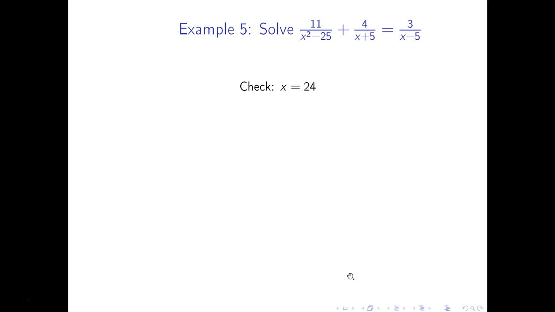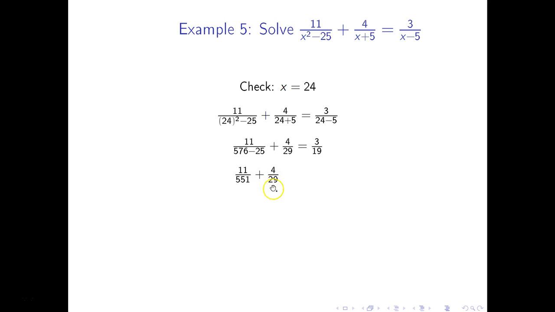Again, let's check our answer. So if you didn't do it, pause and make sure you take the time to do it. Otherwise, continue on. So again, we have 24 squared, 4 over 24 plus 5, and 24 minus 5. So we get 576 minus 25, which notice is 551. Now, I need to add this side together. Once I add that, I need a common denominator.